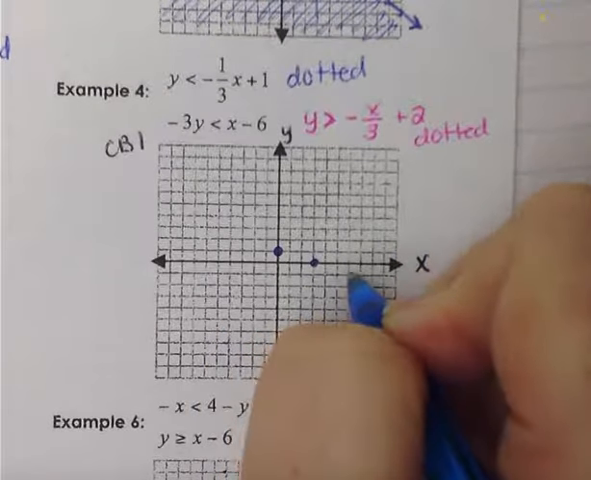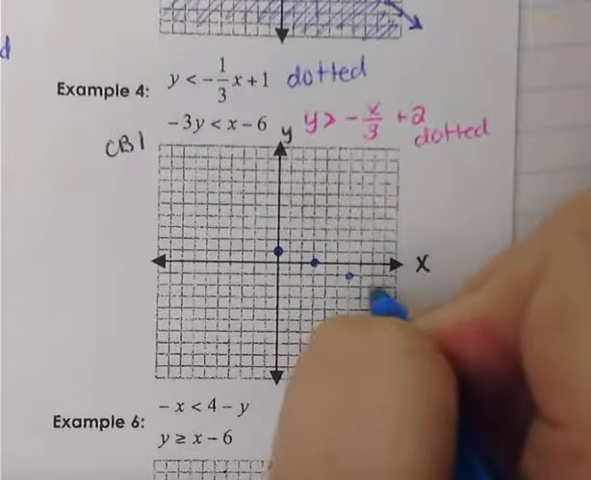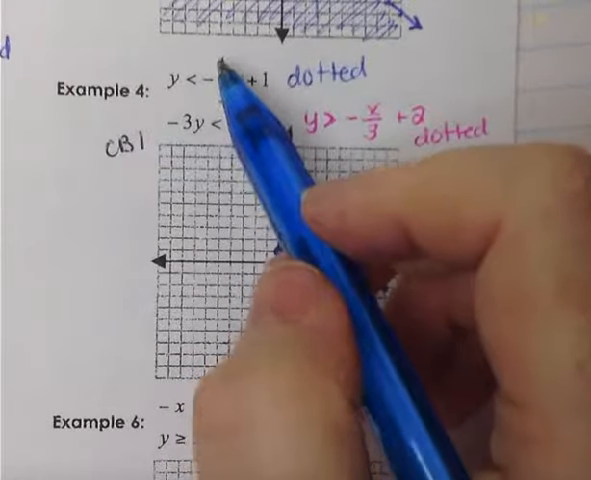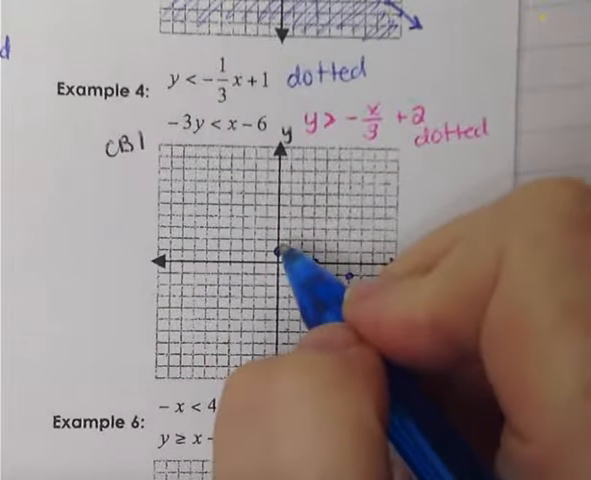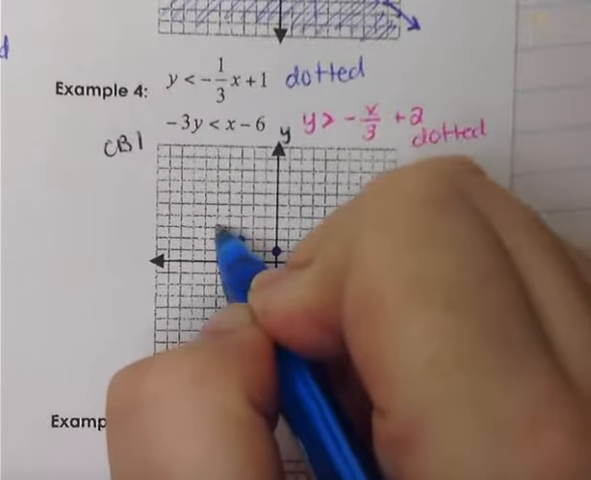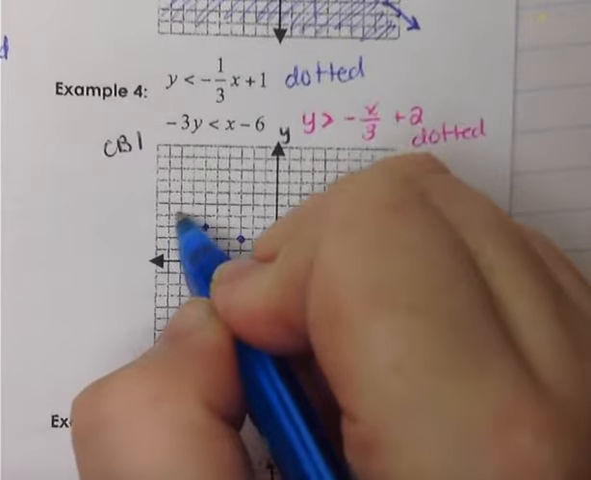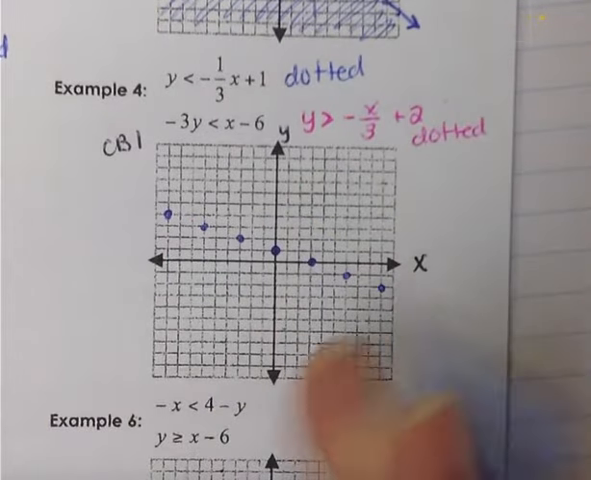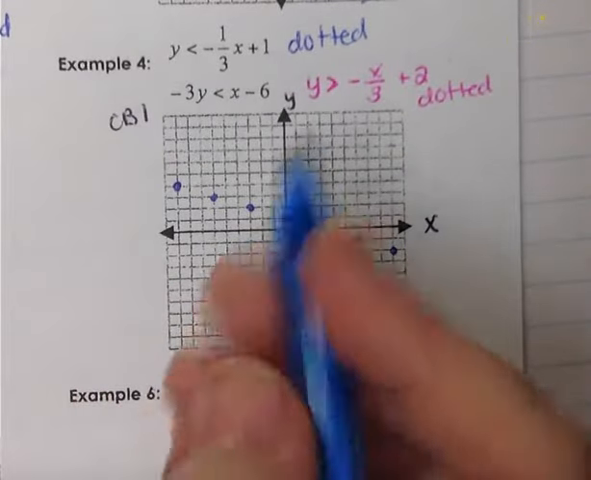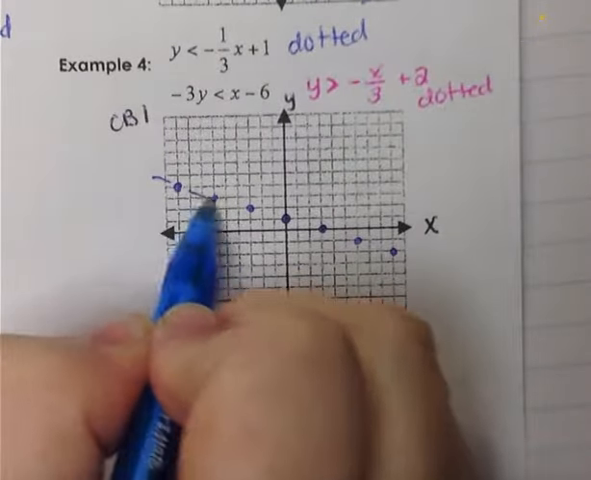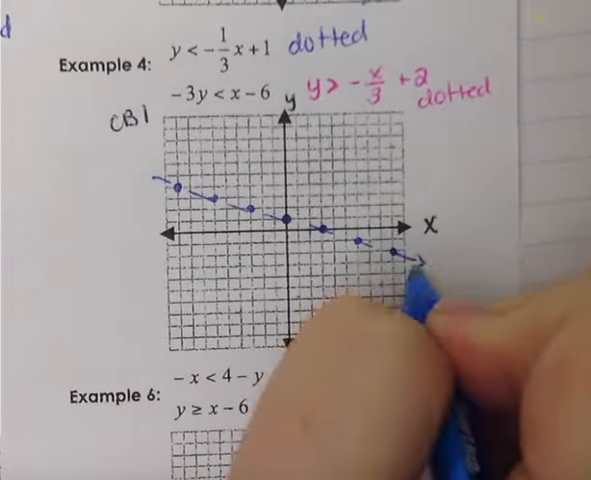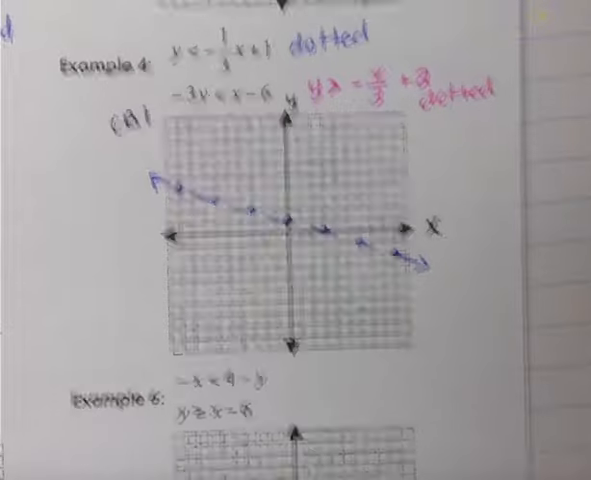Down 1, right 3. And then we're going to flip that to be the 1 will be positive and the 3 will be negative. So we're going to go up 1 and then left 3. Then we're going to dot this or dash it. So I'm going to connect the coordinates, but I'm going to be dashing them and then putting my arrows on the end.